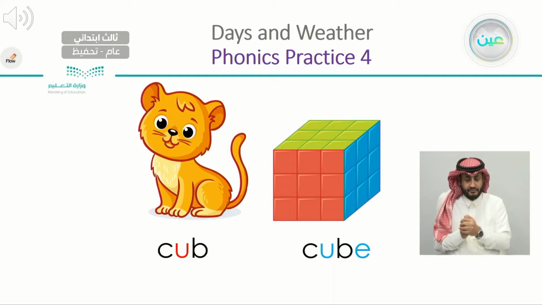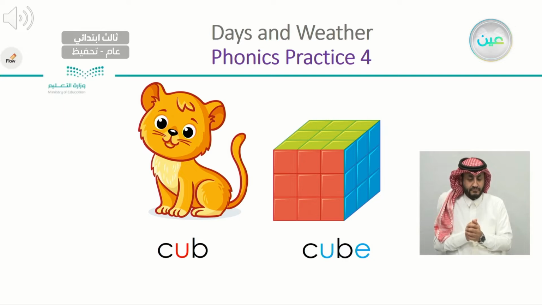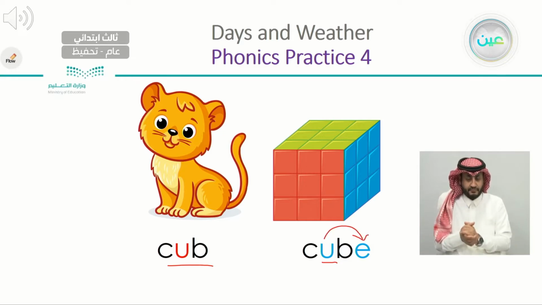Next we have U says, cub. U and E say U, cube. There you go. So there are two completely different words, only because we added an E from cub to cube. Okay?